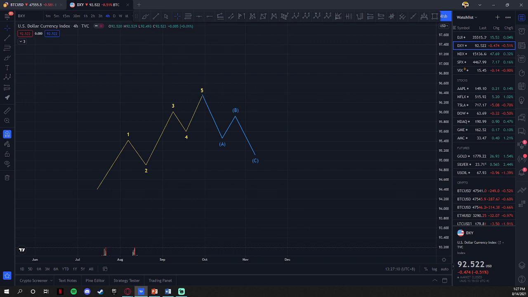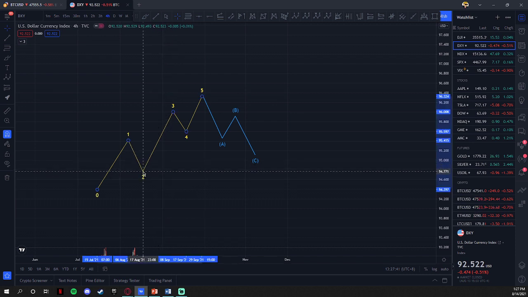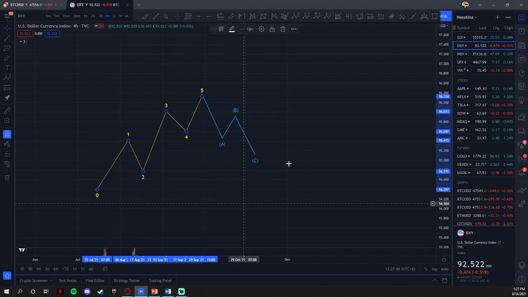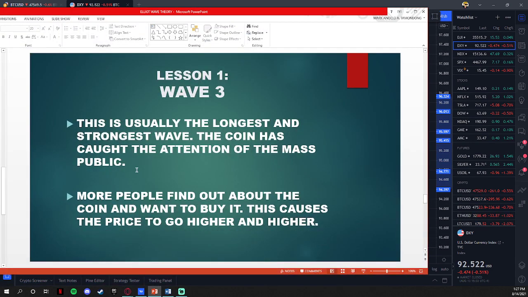Normally you would expect a halfway retracement, and that's when other people that didn't get the bottom saw that shoot up in price and thought, I want to get in on this. So it's normal to get a 50% retracement, and this is where you use the Fibonacci tool to try and get our price point in. But the Fibonacci tool is made for another video. So once wave 2 has made its way down, this is when you get the third wave. Wave 3 is usually the longest and strongest wave.